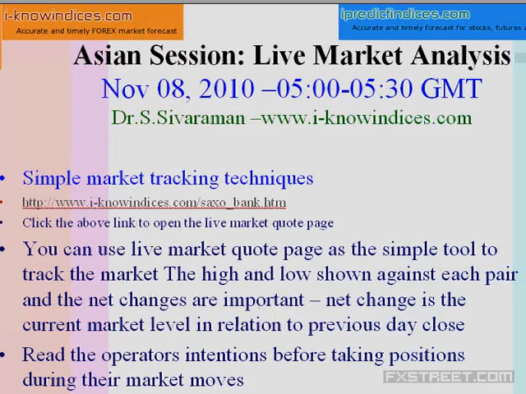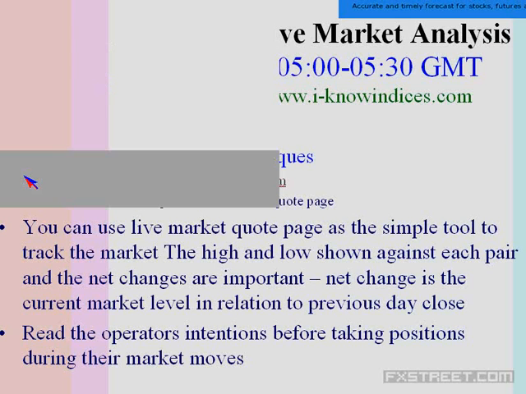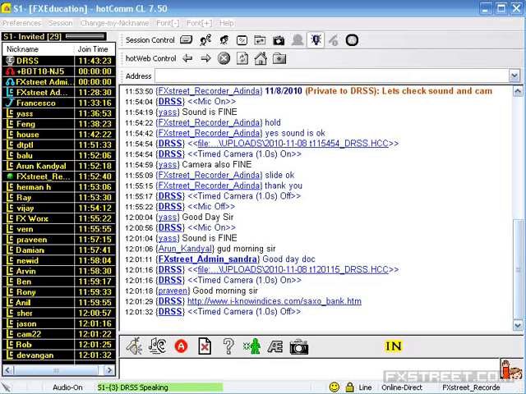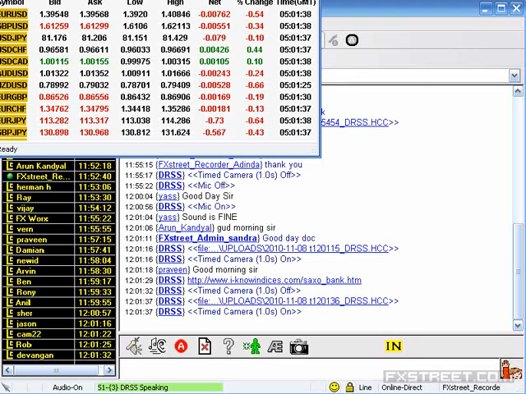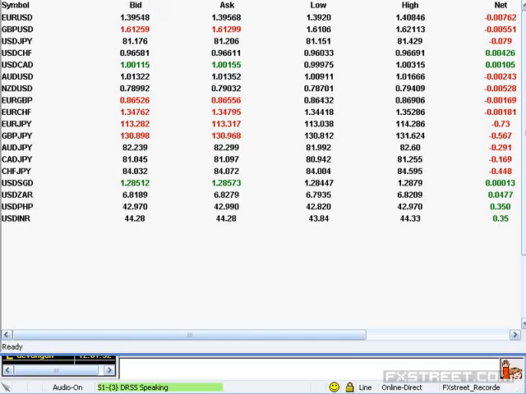Asian session live market analysis on November 8th between 5 and 5:30 GMT. So it is a simple market tracking technique using the live market code page. Let me give the link for the same. You can open it in a browser. Now I am fixing the camera over the live market code page. You can see the codes.